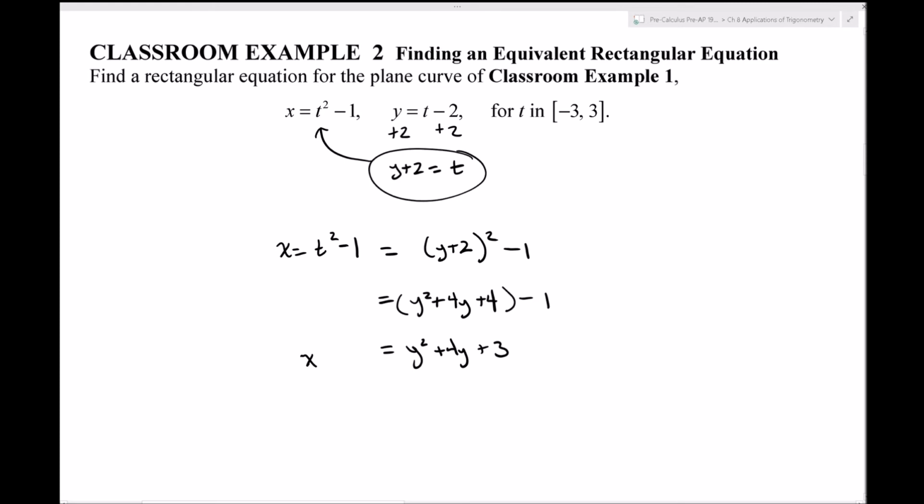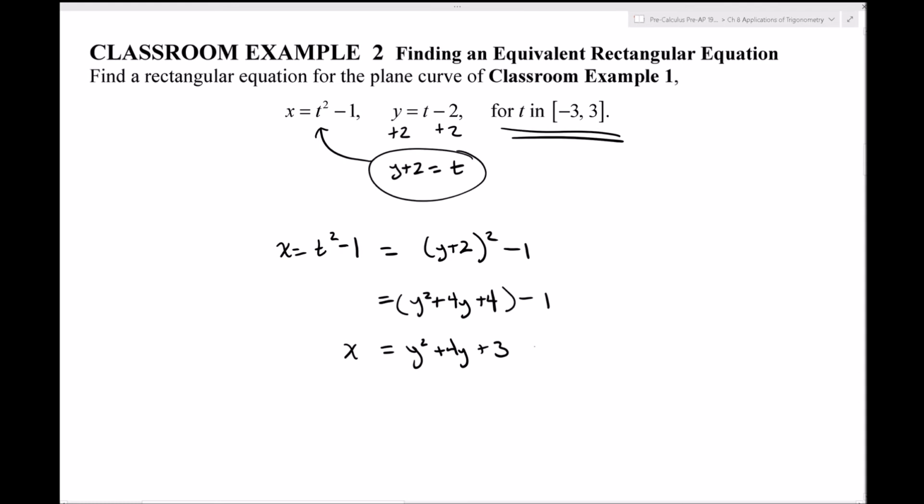Yeah, that's what x is equal to. And that's the equation that's rectangular between x and y. So we have x as a function of y, right? So we've completely eliminated t. And there's one more thing I'm going to want to do, is they gave me instructions for where t is going to live inside. Now, y is the independent variable.